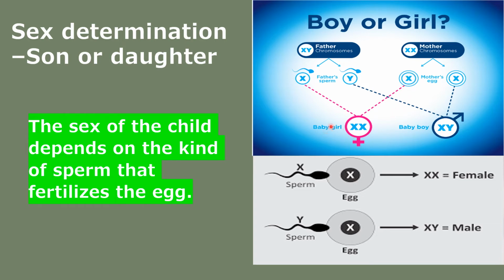At the time of fertilization, what will happen? Suppose an X sperm fuses with the mother's egg, then that child becomes a girl. If a Y sperm fuses with the mother's egg, then that child becomes a boy. Here you can see, if the child is XX, that is female or girl. If the child is XY, that child is male or boy.